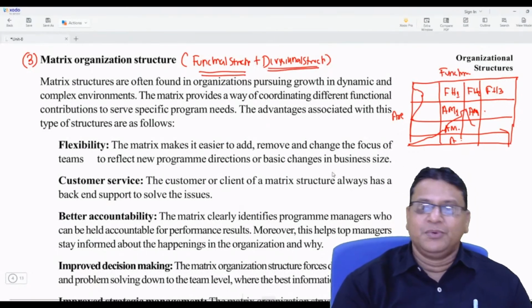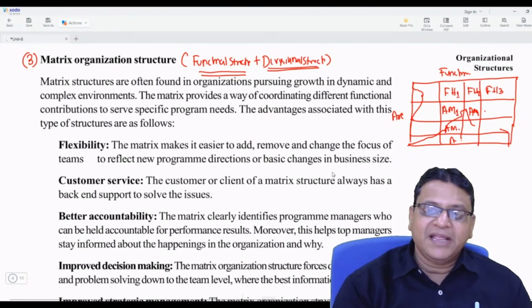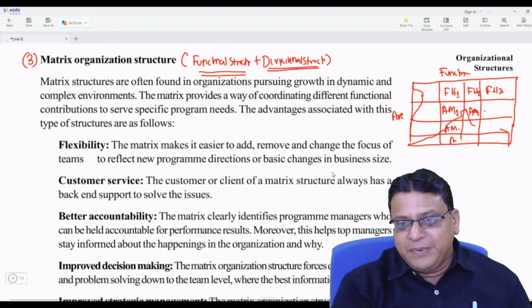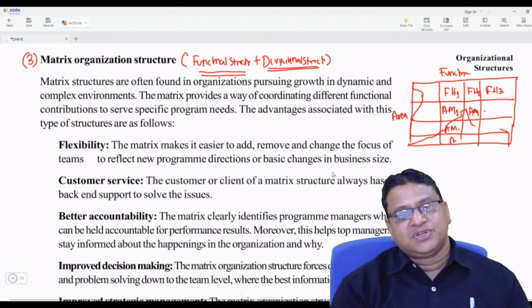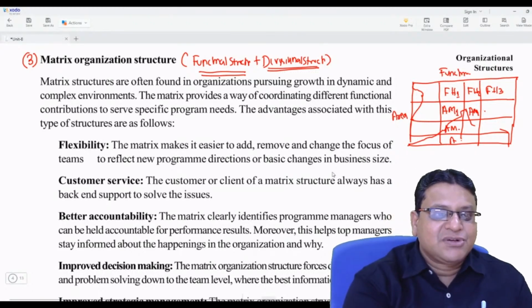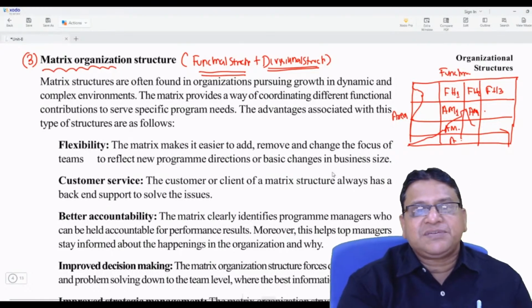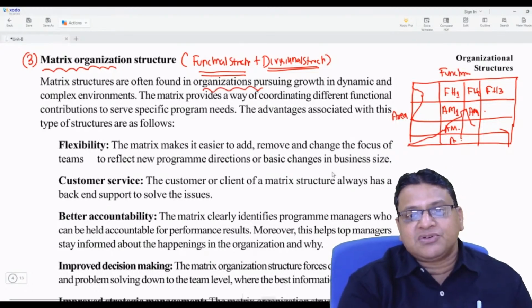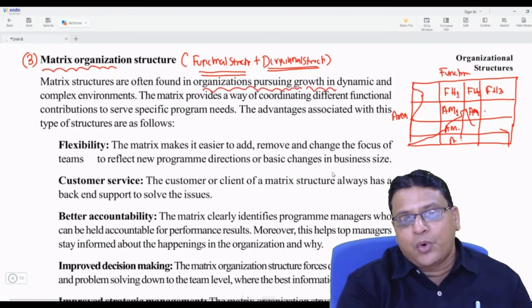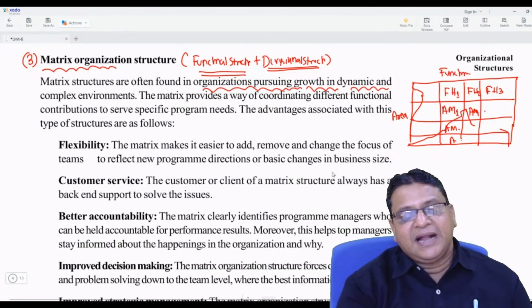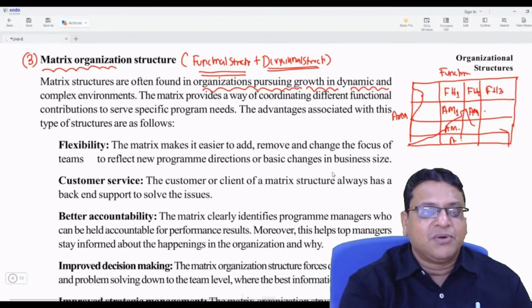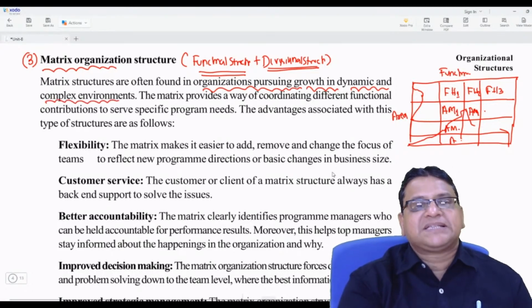In one angle, you will take function. In another angle, there will be area. There will be dual managers. So this is known as matrix organizational structure. It is found in organizations pursuing growth, in dynamic organizations, and in those organizations which deal with a complex environment.